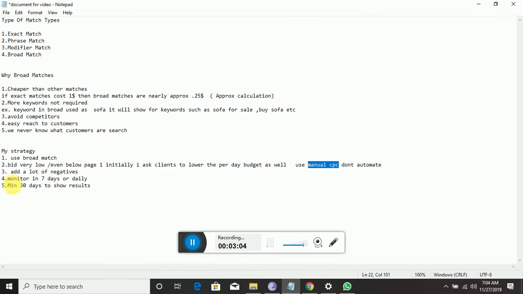What I do is I monitor it for 7 days or on a daily basis, depending on the requirements of the account. I put lots and lots of negatives and check the search terms on a daily basis until the search terms become relevant. The most important thing is that it will take nearly 30 days to show some results with this strategy. Immediate results are not possible with the broad match strategy which I use, right?